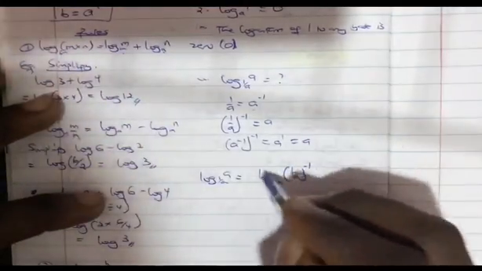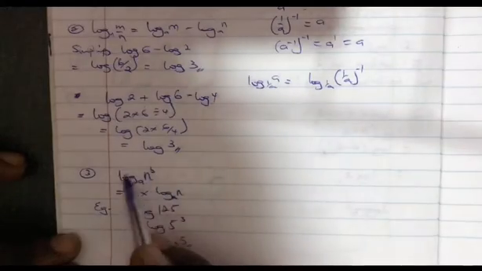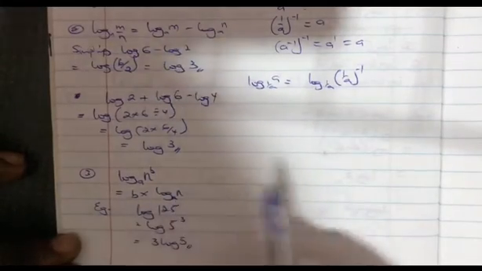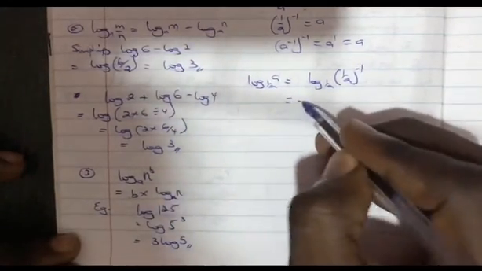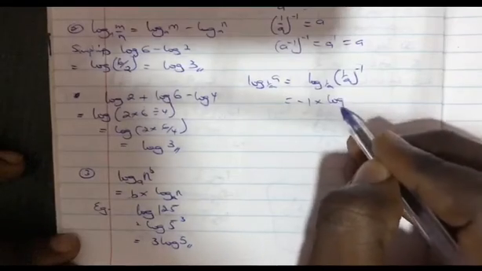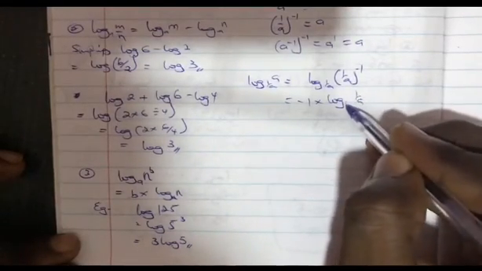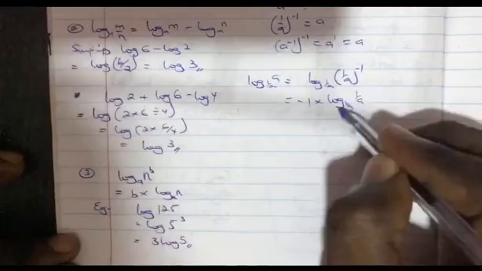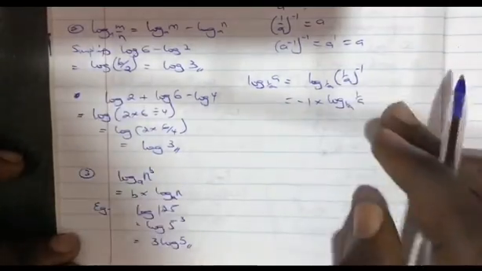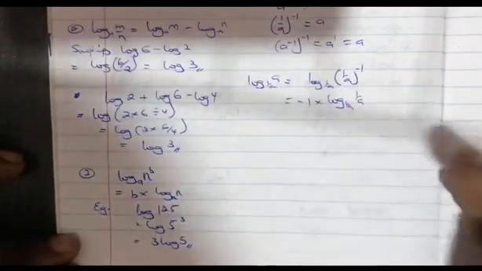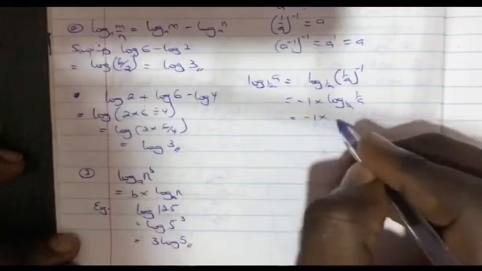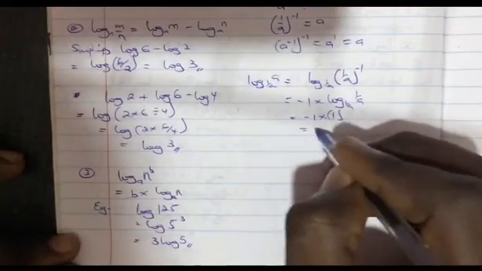And we said from the third law that if you have something like this, you just bring the exponent to this side and multiply. So this is equal to negative 1 times log of 1 over a to the base 1 over a. And when we have this, the logarithm of any number to the base of that same number is just 1. So this is equal to negative 1 times 1, and this is just negative 1.